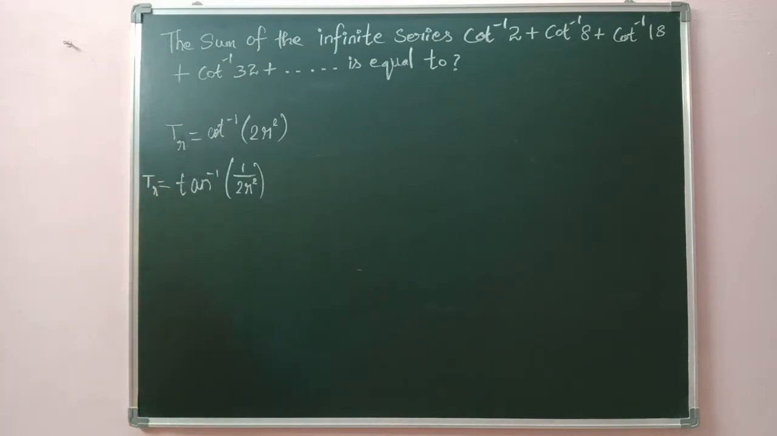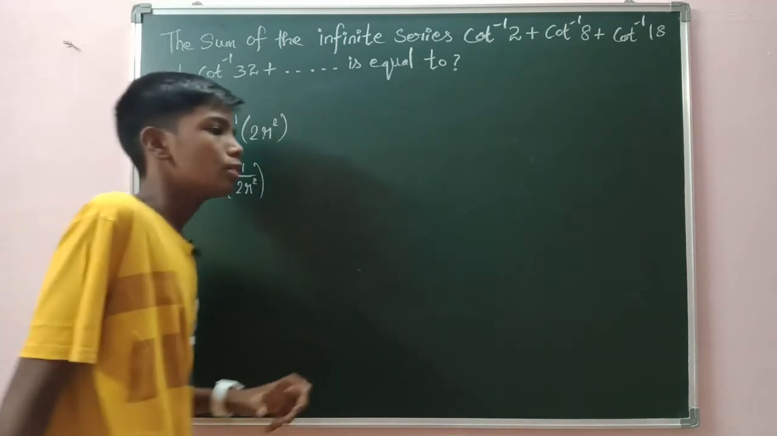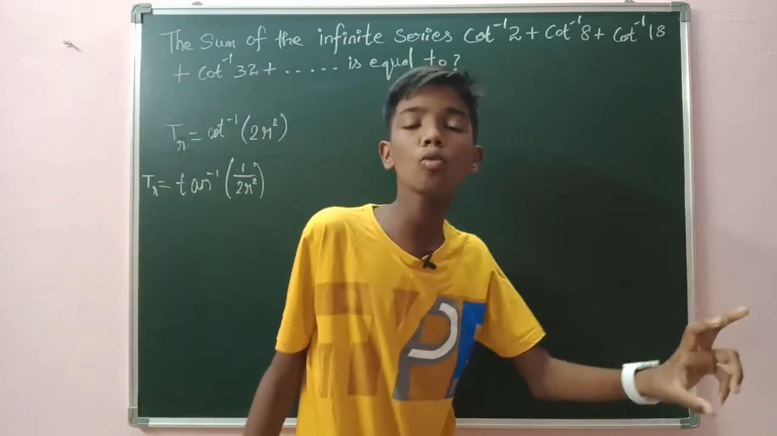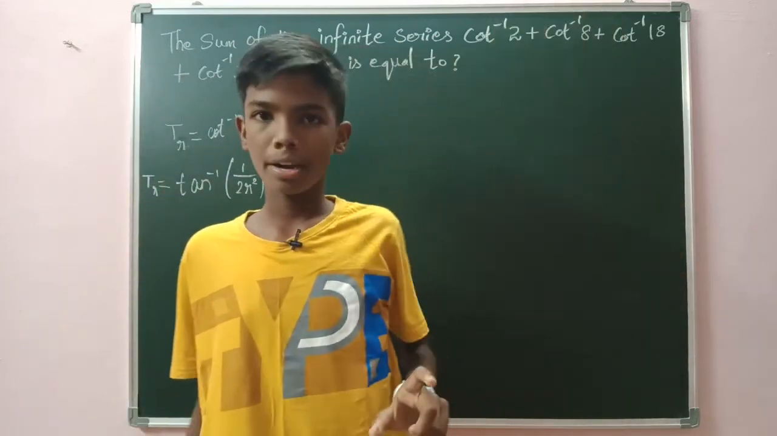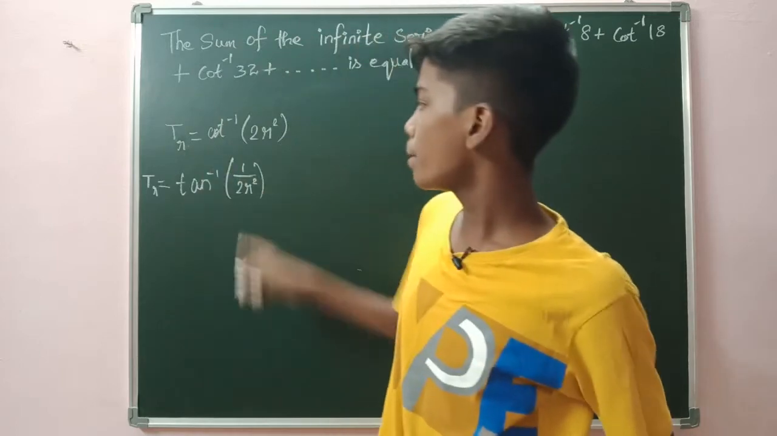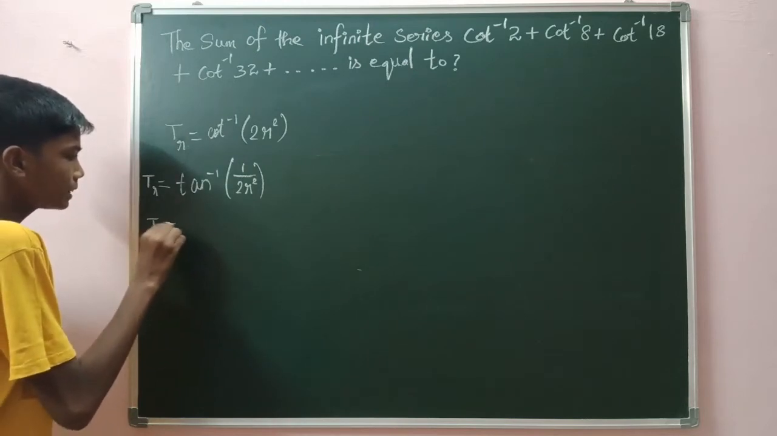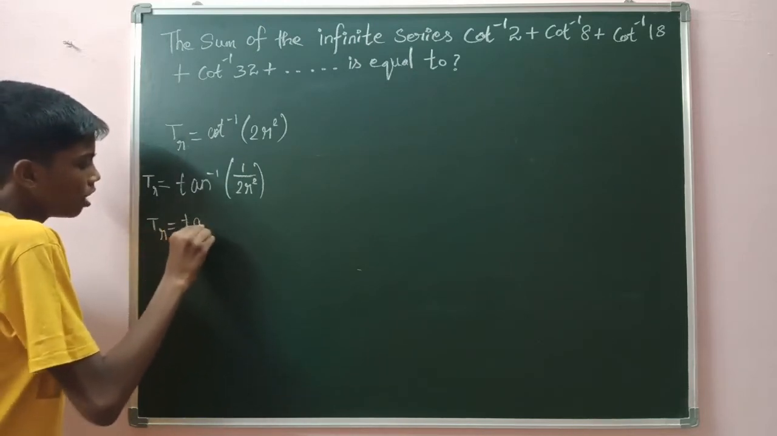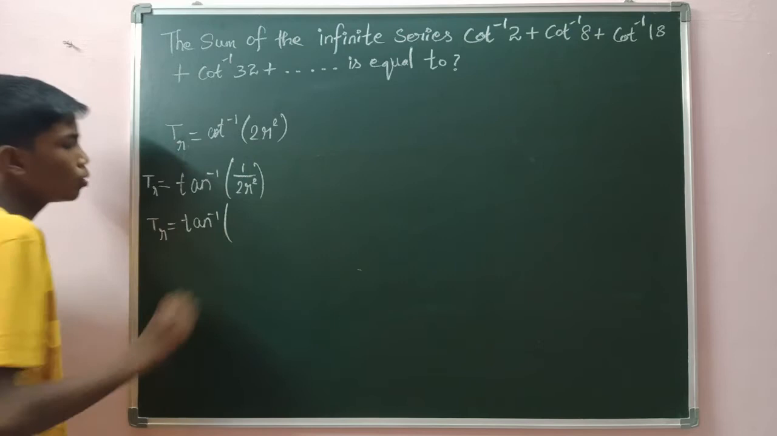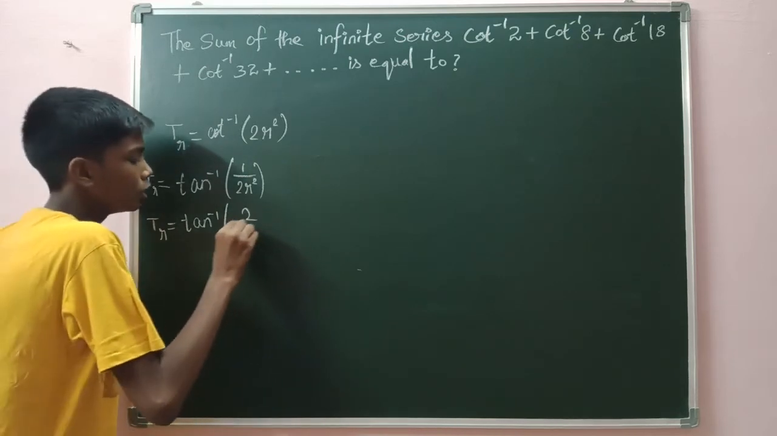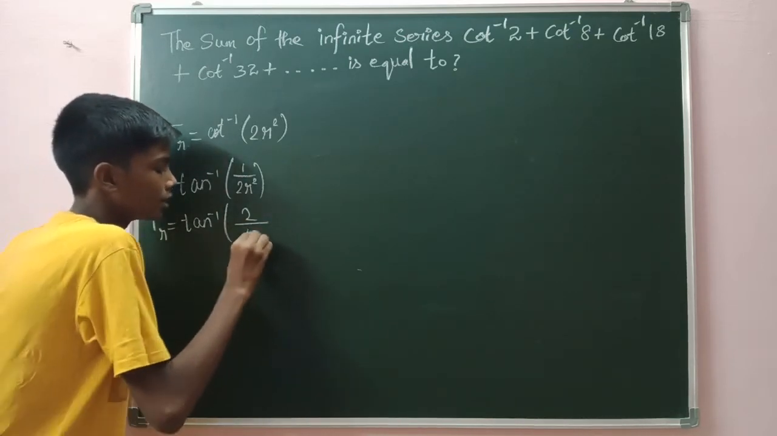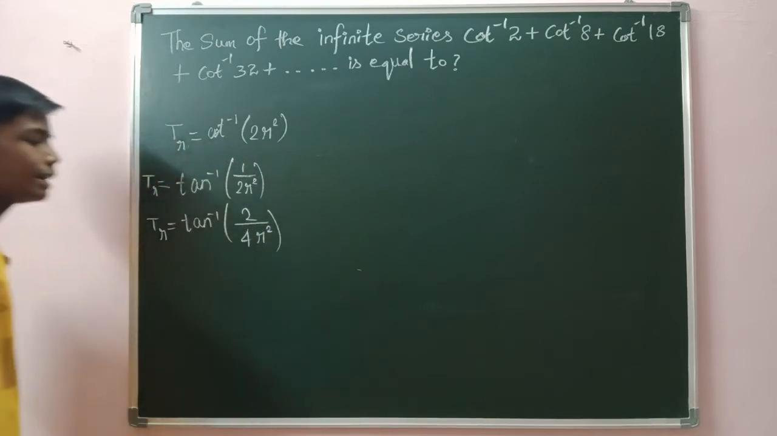So now what I am going to do is, in the inside value, multiply by 2 on both numerator and denominator. I am going to multiply by 2 on both numerator and denominator. When I do that, I will get your same general term Tr as tan inverse of, when you multiply 2 on both numerator and denominator, this 2 by 4r square. Correct? This is something I will get, right?